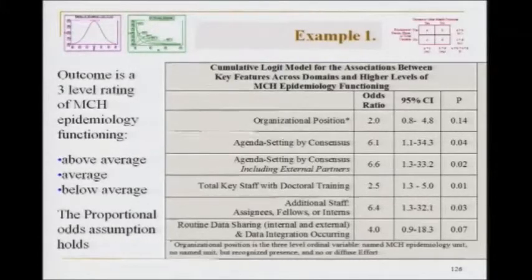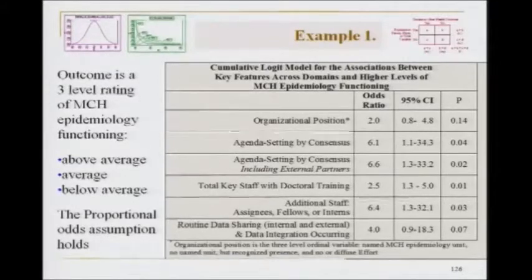And so what is the interpretation here? Staff with doctoral training? Did you have assignees, fellows, or interns in addition to that? What about data sharing? This was, by the way, the interviews were in, I think it was either 2004 or 2005, so about 10 years ago that we did this. So things have changed, clearly. But what's the interpretation here with a 3-category outcome variable, and this is a cumulative Logit model, and these are odds ratios.